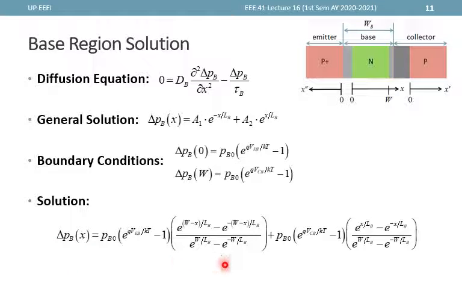So there are two complex exponential functions multiplied to PB naught and the e raised to VA over VT minus 1 for the two junctions. However, we'll show some simplification for this one later on, especially when we go to the current equations.